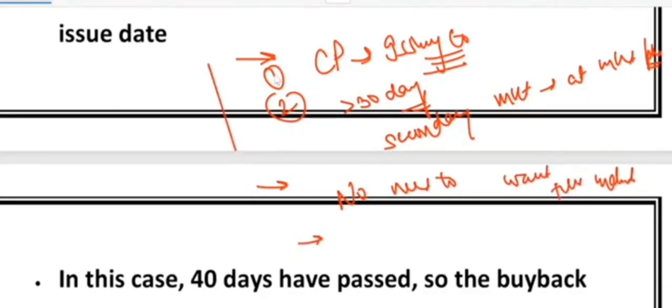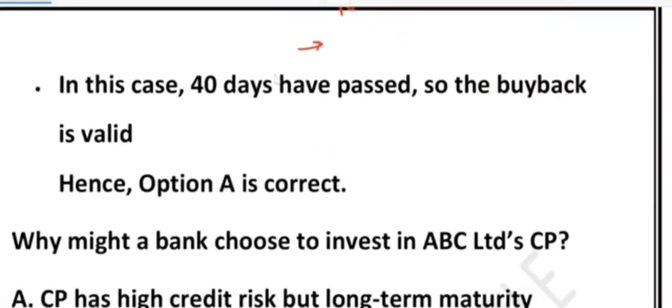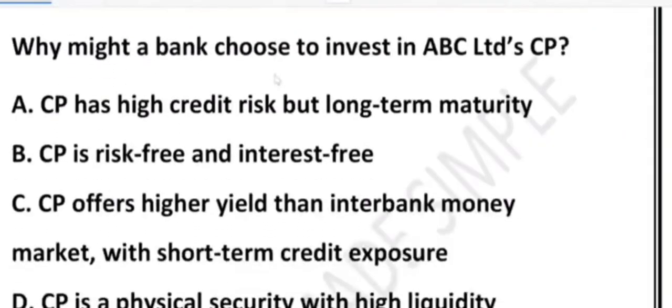So the key takeaway is that the buyback of CP is allowed, but not too early. Wait 30 days and then go to the market. Simple. I hope that makes sense, right?